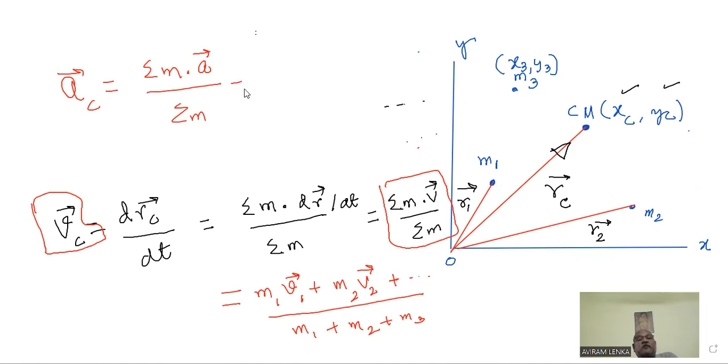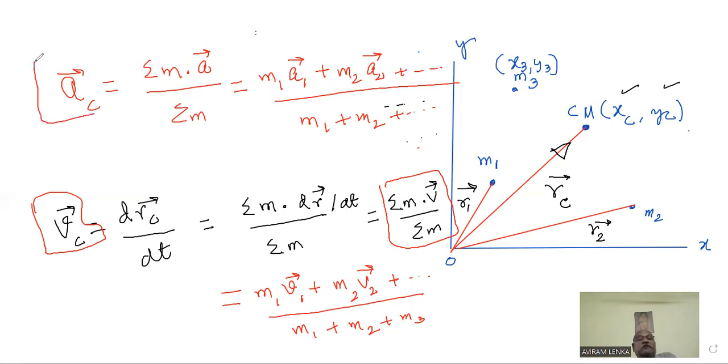That means upon elaboration, m1 a1 vector plus m2 a2 vector plus, and it goes on till the last term is over, divided by m1 plus m2 plus the series goes on till the last term is over. That is the formula to find the acceleration of the center of mass. We don't need any physical quantity related to motion beyond acceleration. Normally, we don't discuss jerks, which is the rate of change of acceleration. So we have to stop here.